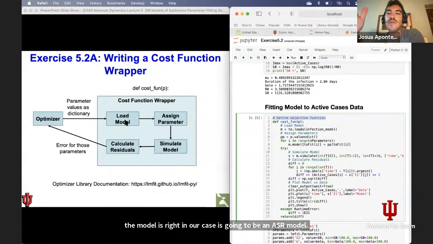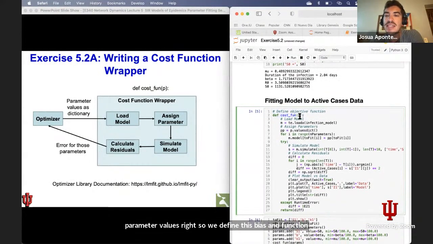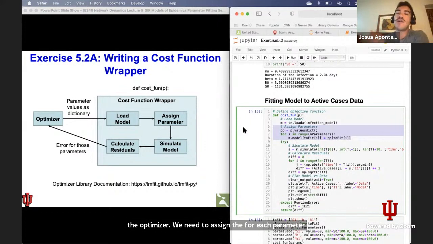Once that model has been loaded, because the optimizer is giving you the parameter values, we define this Python function called cost function that takes in as an input a dictionary of parameter values, a dictionary that has the parameter names and their corresponding values. So given that data structure that has been passed by the optimizer, we need to assign, for each parameter in the model, the value that is passed on by the optimizer.